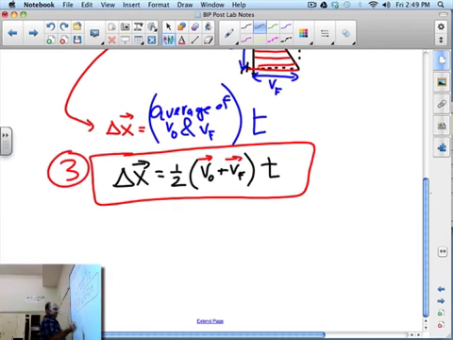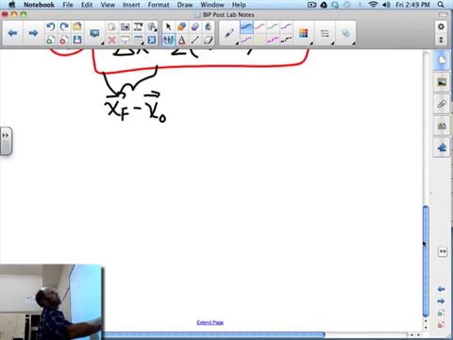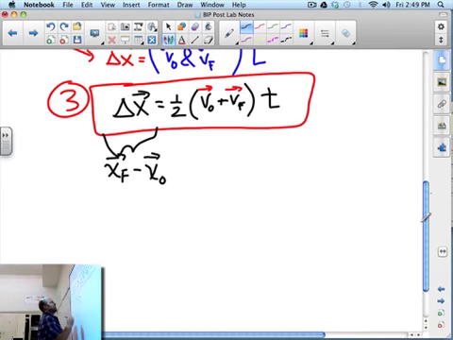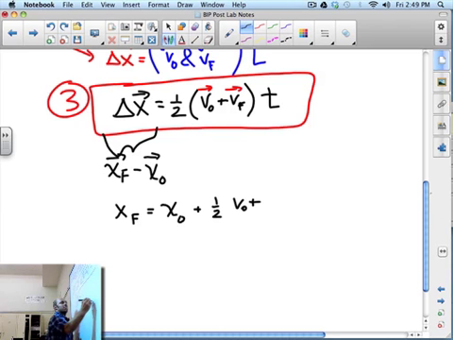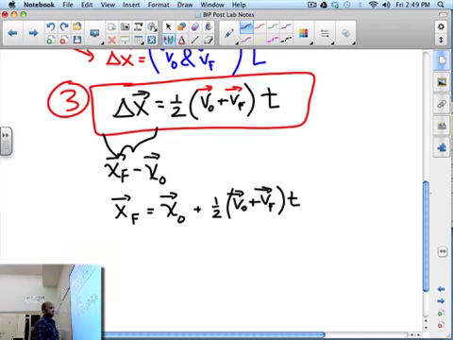Now we can rearrange it if we wish, because delta x is final minus initial position. So if I replace delta x with x final minus x initial, and I move x naught to the other side, I get x final is equal to initial position plus 1/2 v naught plus v final times t. Cool? So, tremendously powerful equation.